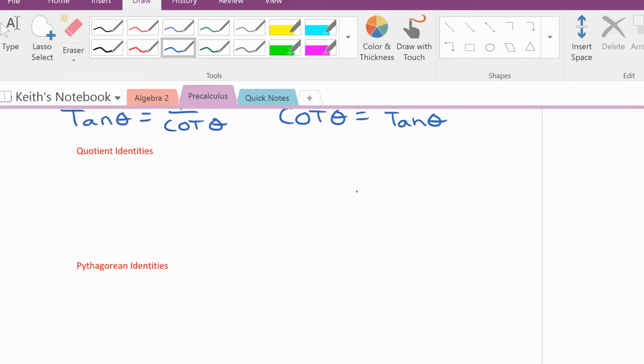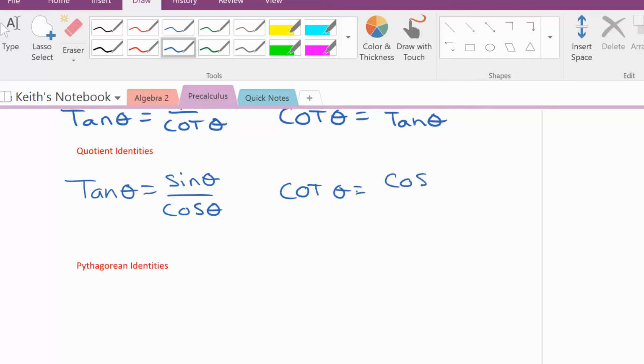The quotient identities: the tangent is equal to sine over cosine. The cotangent is equal to cosine over sine.